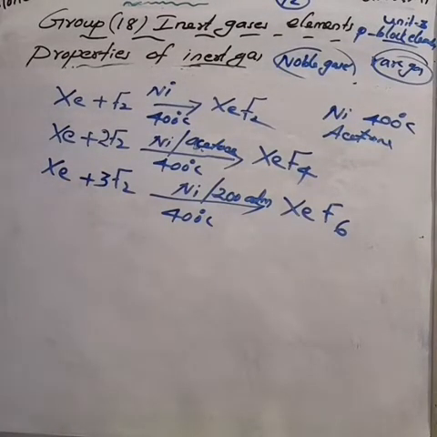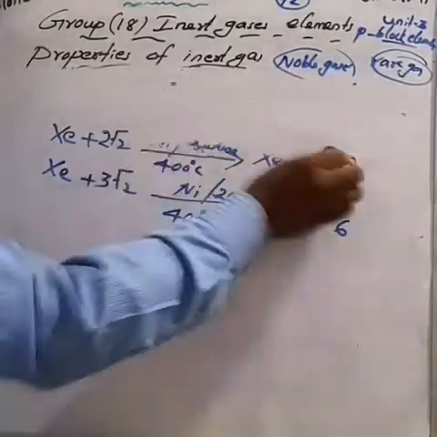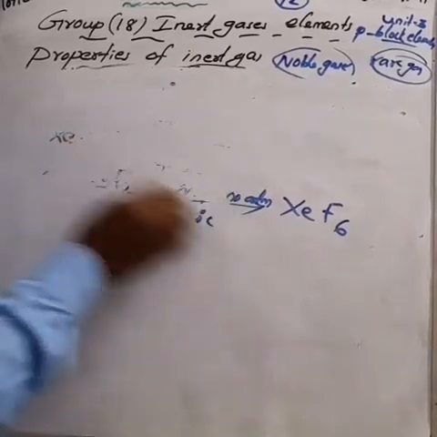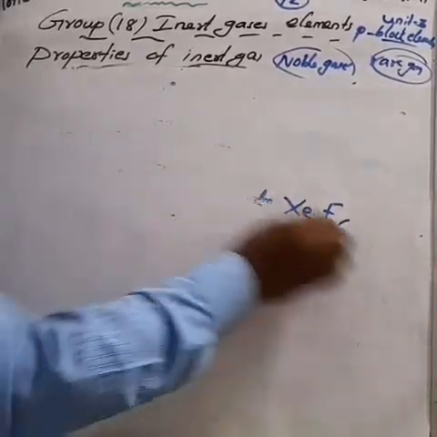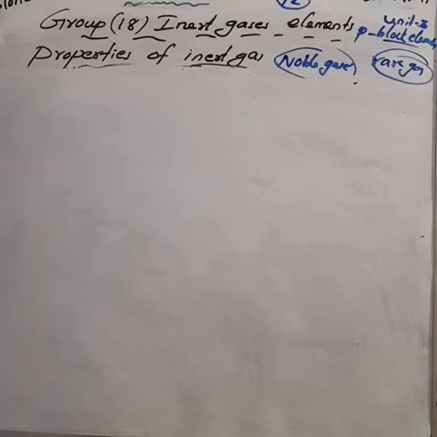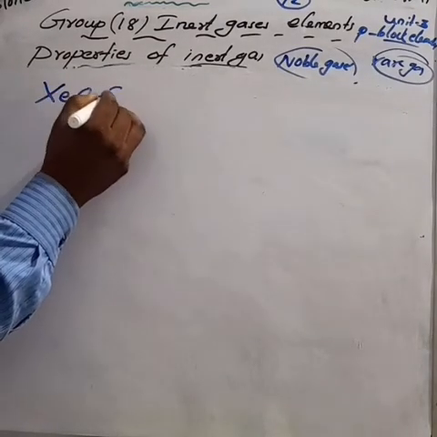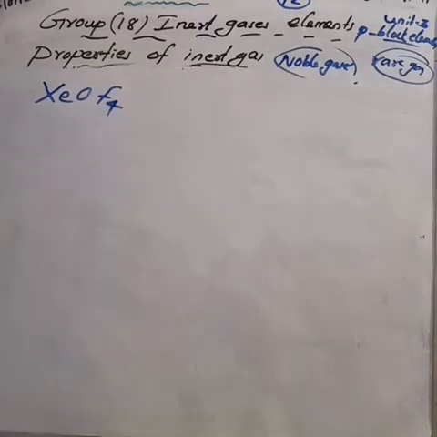Next, XeF6 on heating at 50 degrees Celsius in the presence of silica, which product is formed? That is the important point. That means, how is xenon oxytetrafluoride prepared? That's a question. How is xenon oxytetrafluoride prepared? Okay, what's the formula? XeOF4. So how can we prepare it?